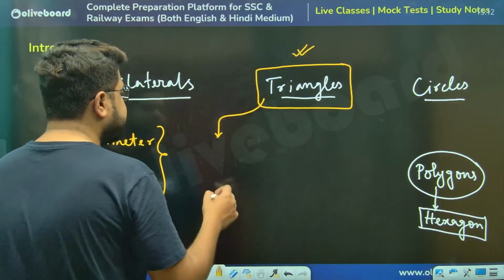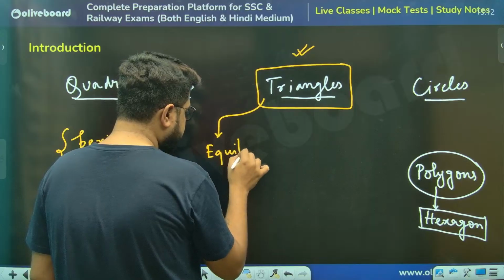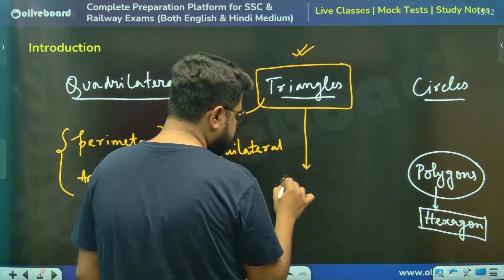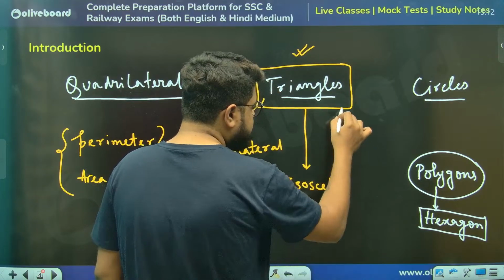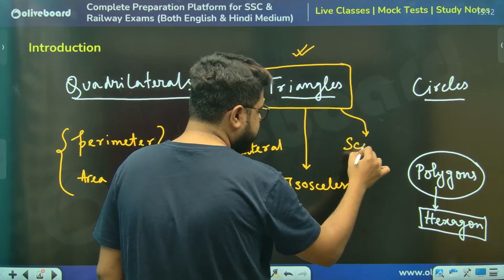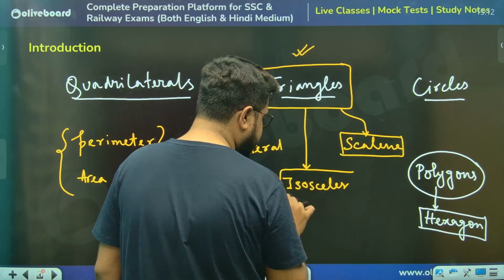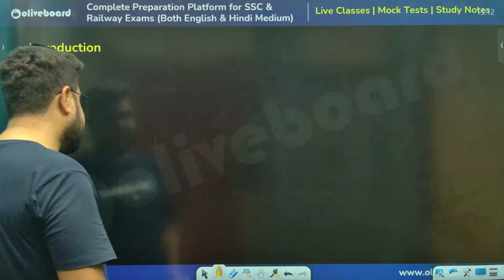Now, there are three types of triangles. First is equilateral, then isosceles, then comes the scalene triangle. Let's do this one by one, and very quickly. Let's start with equilateral triangles.